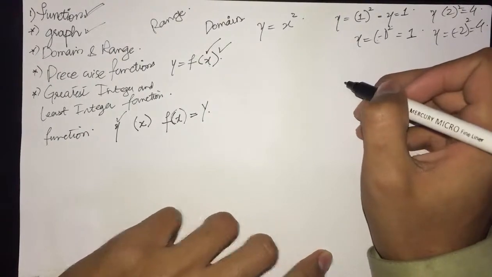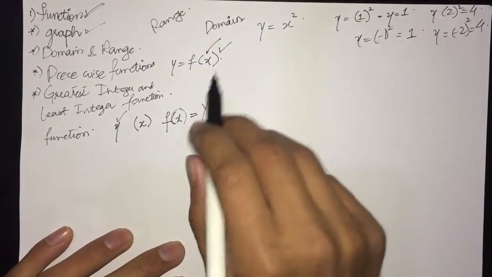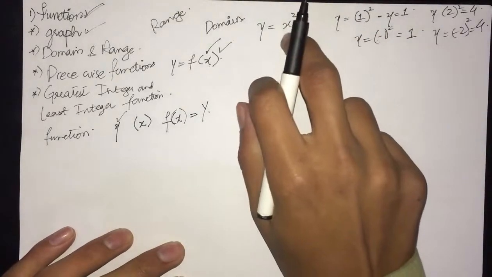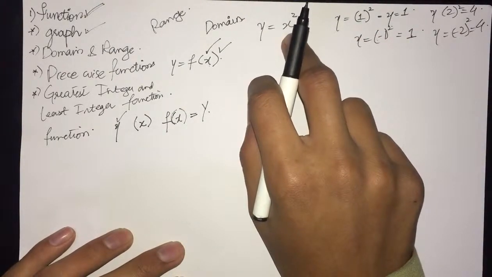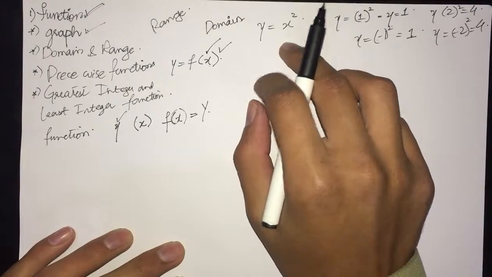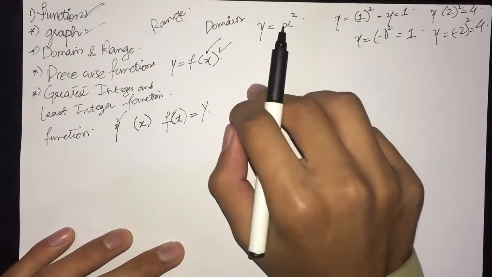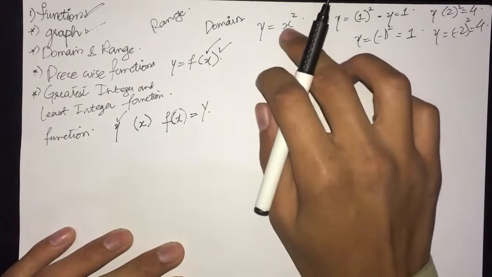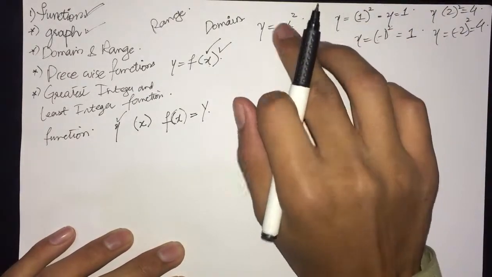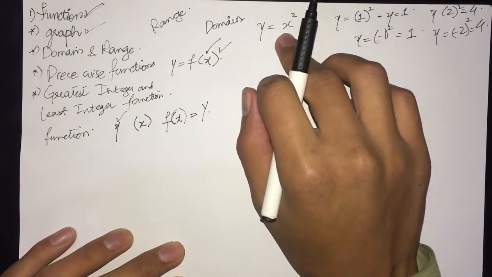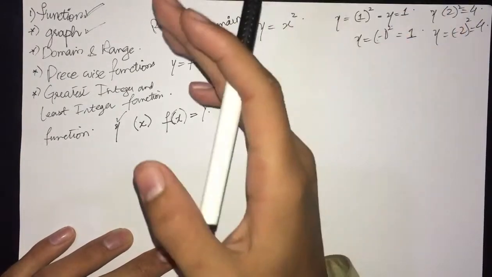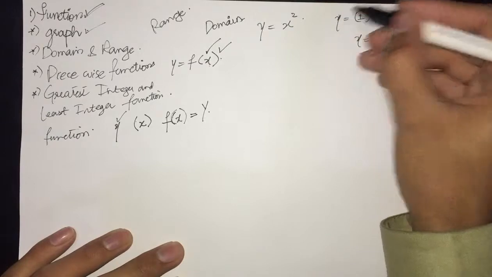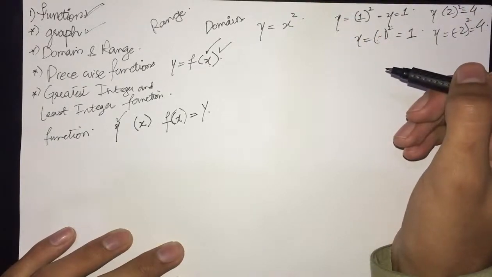So what is the domain of this function? Like, what values can we input in this function? And what are the values which will not give us a real number? There are no values here which cannot give us a real number. We can input anything, any real number in its domain, and it won't affect the range.